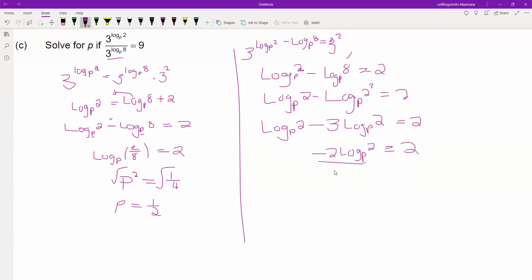We'll divide both sides by minus 2. We get log base P of 2 is equal to -1. And we know, according to the changing of the bases, we'll have then P to the power of -1 is equal to 2. And therefore, P is equal to 1/2.